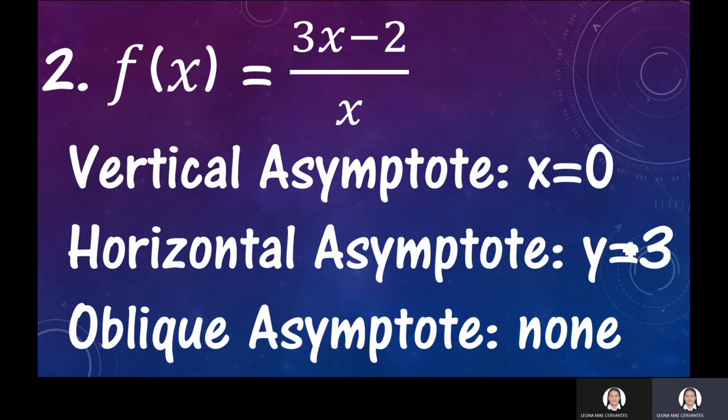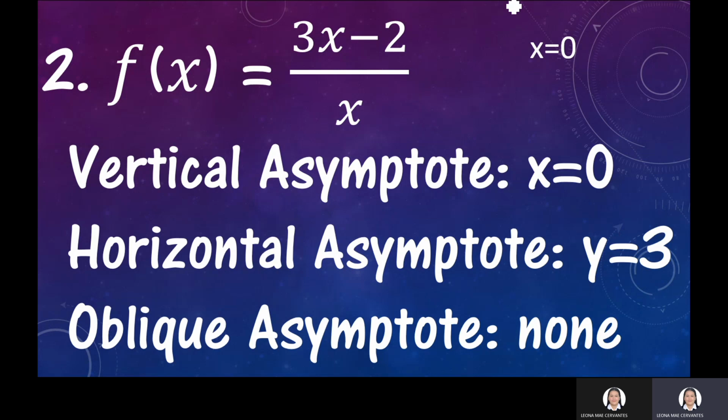Number 2, f of x is equal to 3x minus 2 over x. Vertical asymptote, x is equal to 0. So, vertical asymptote, x is equal to 0.